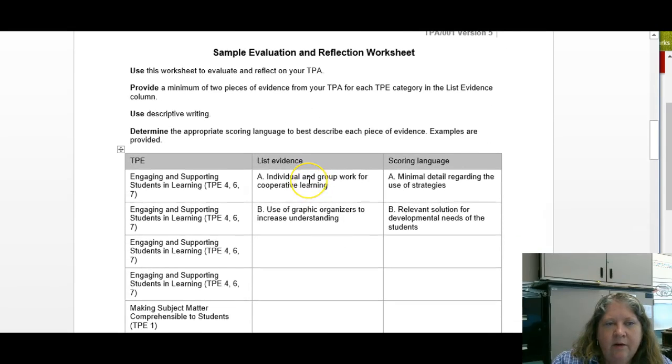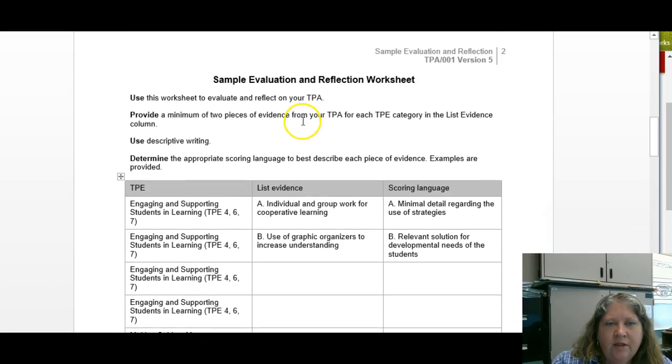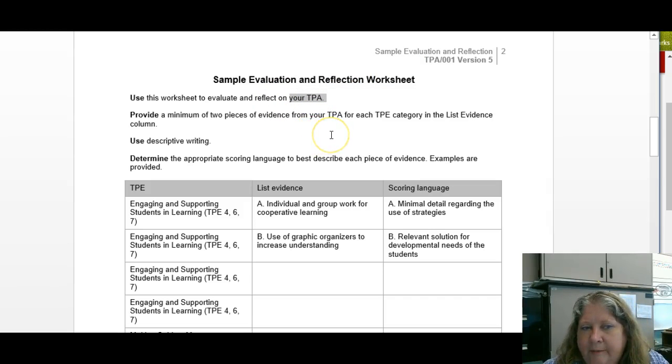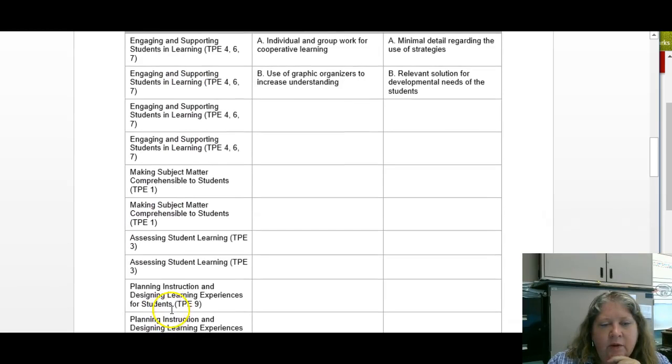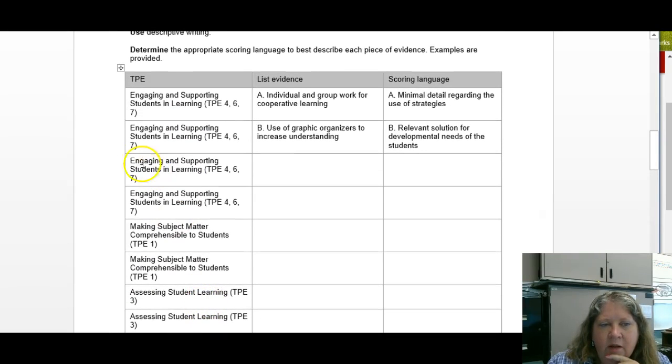So it says here that you use this worksheet to evaluate and reflect on your TPA. In this case, it's the sample TPA that you read. Next week, it's your own TPA. Okay, so here's the chart. You notice how some of these are repeated because these are very, very important to the TPA that you include these things. For instance, you can agree that engaging and supporting students in learning is extremely important, and by supporting this TPE, Teacher Performance Expectations, you should get a better grade on your TPA.